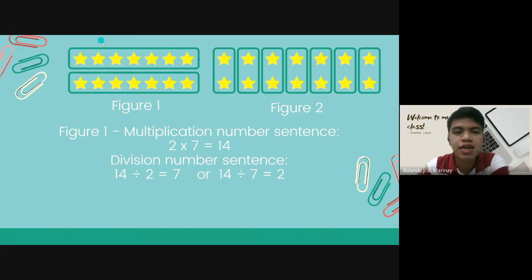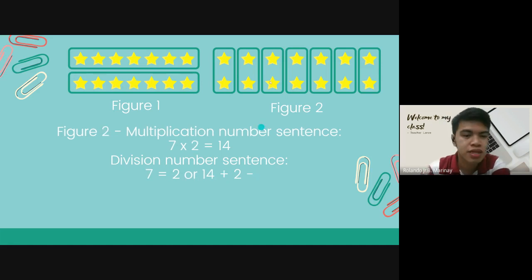Okay, so here in figure 1, the multiplication number sentence is 2 times 7 equals 14, because there are 7 stars inside a box and another 7 stars in the second box. So 2 times 7 equals 14. And the division number sentence here is 14 divided by 2 equals 7, or 14 divided by 7 equals 2.